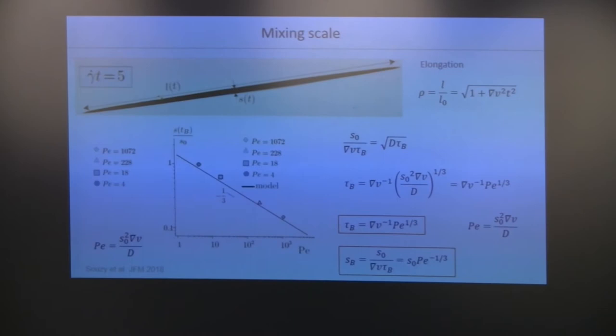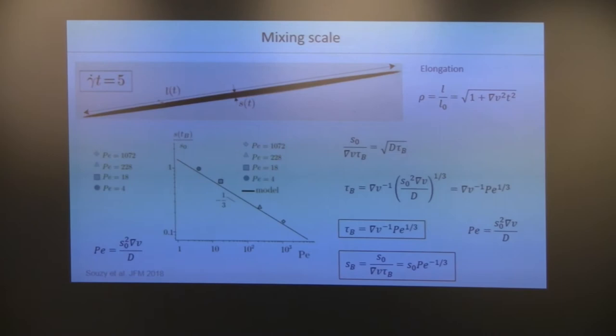All right, so this team from Marseille, because they are very careful and want to check everything experimentally, varied the Peclet number for this experiment, and they have indeed verified that the Batchelor scale scales like the Peclet number to the minus 1/3, as predicted by this simple concept.